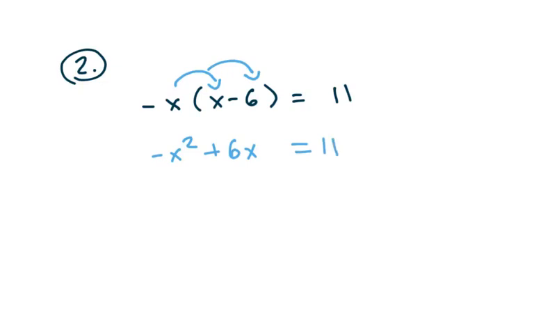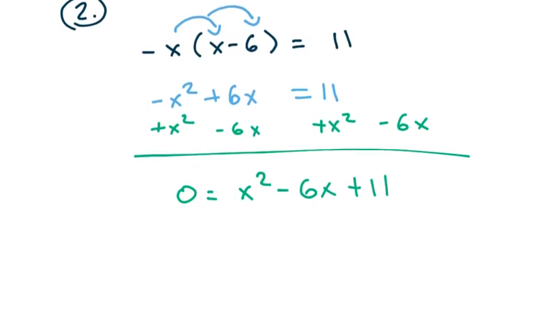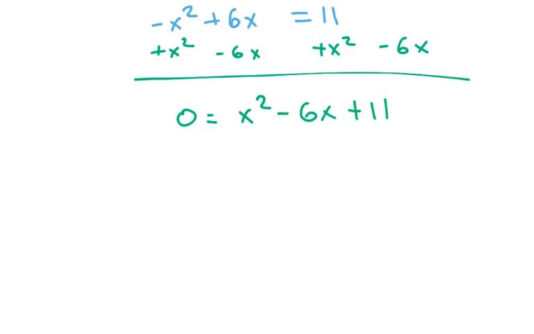Now, we have some options of what to do here. I'm actually going to do something a little interesting. I'm going to add x squared and then subtract 6x over. In other words, I'm going to move both the x values to the other side. And the reason I'm going to do that is because I like for this leading coefficient to be positive. It's just a preference of mine. It does not have to be that way.